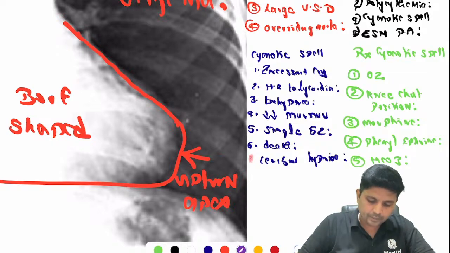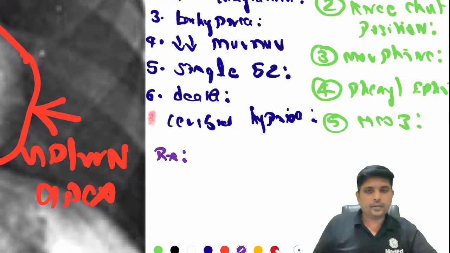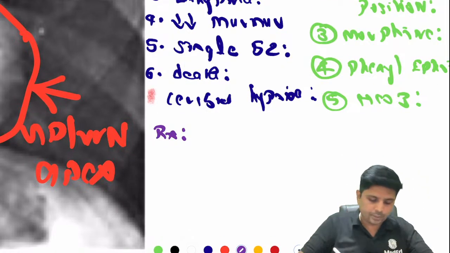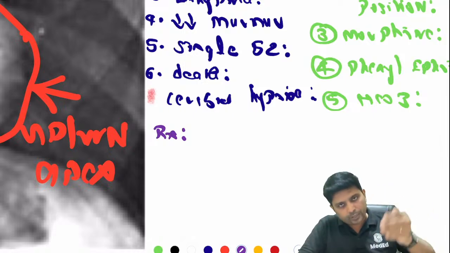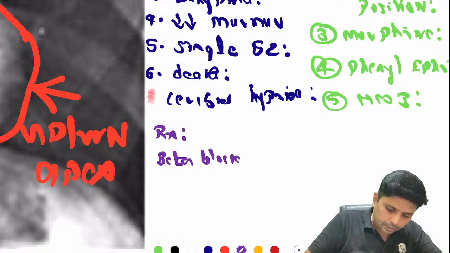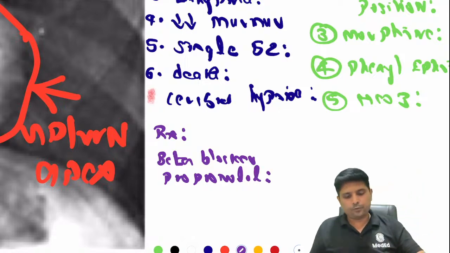So what is the treatment then? The treatment of choice is always, after a cyanotic spell, put the baby on a beta blocker, that is propranolol, to reduce the oxygen demand by the heart itself. One is beta blocker.